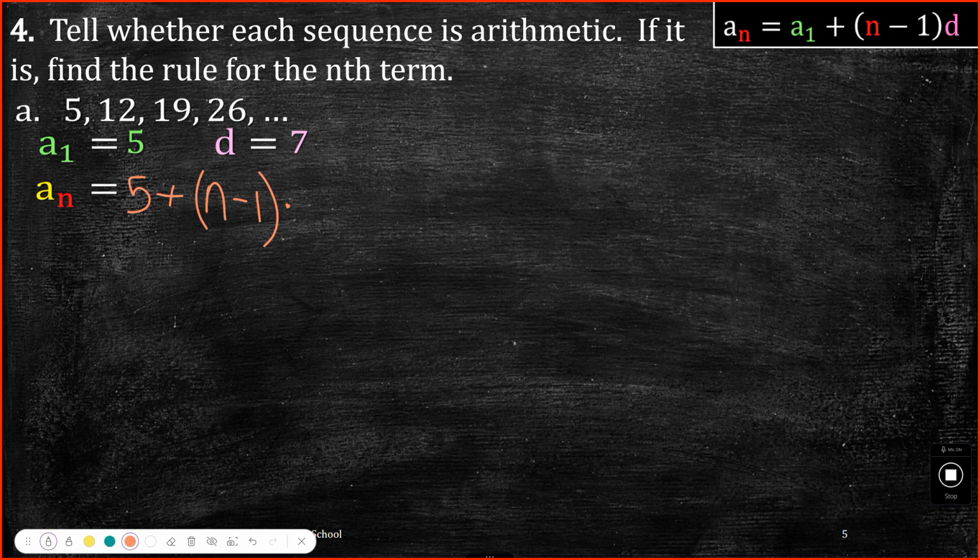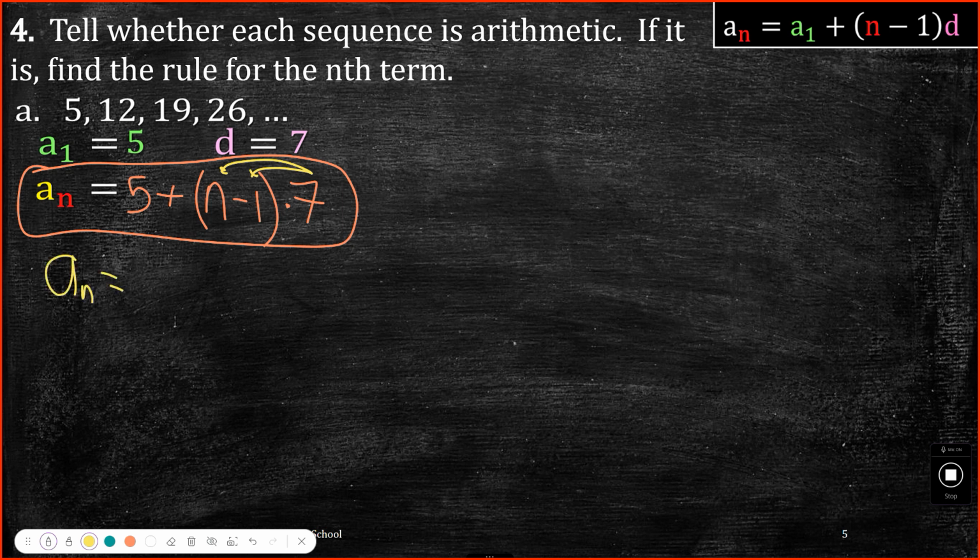N minus 1 times the common difference, D. What's the common difference? That would be okay, but we can simplify it some more. That should work, but let's simplify it some more. Multiply. A sub n equals 5 plus 7 times n, 7 times negative 1. Okay, so A sub n is equal to 7n.